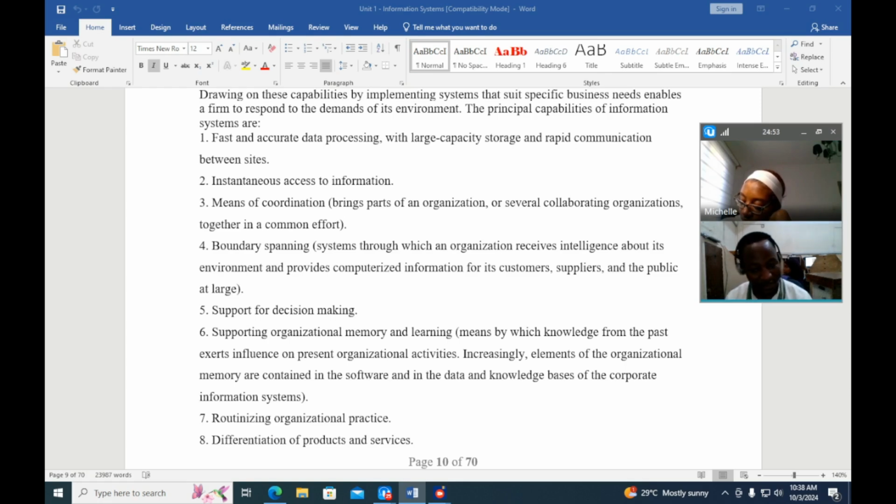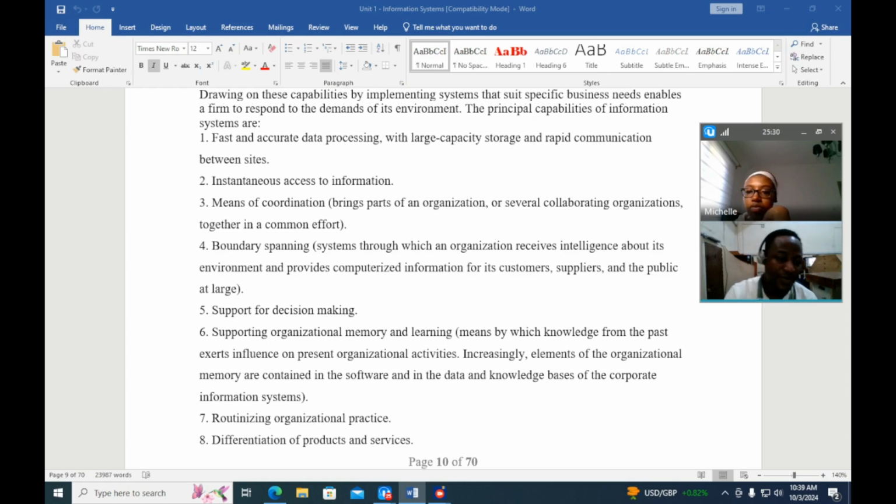So the system enables receiving of intelligence information about its environment, of course, through the front desk, because we said the transaction processing systems act as the link between the internal environment and the external environment. So they also enable us to have computerized information about our customers, about our suppliers, and also the environment or the public at large.